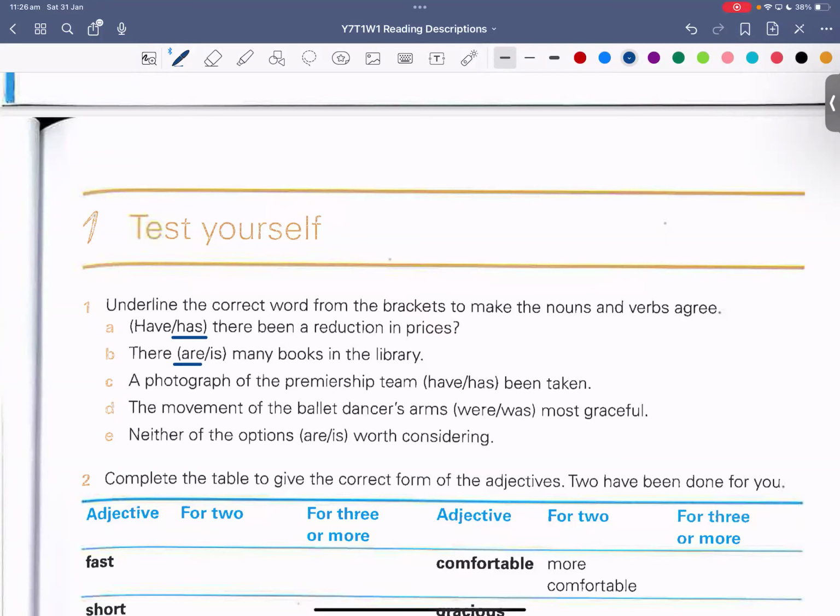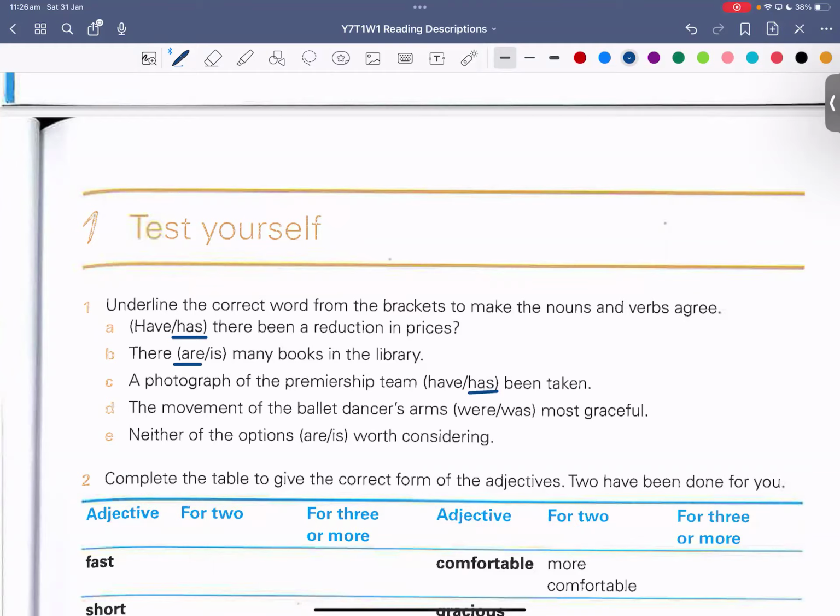Next question. The photograph of the premiership team have or has been taken? Has, and why do we say that? Because have is plural. Yeah, so has is singular, yes, but what is the subject that's singular? The photograph. Yep, so there's only one photograph, so we're using has.